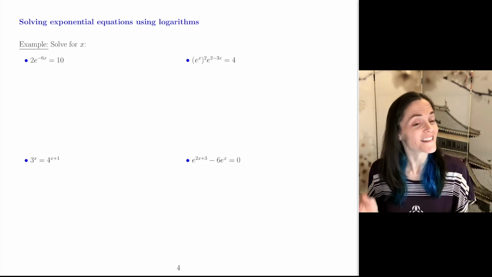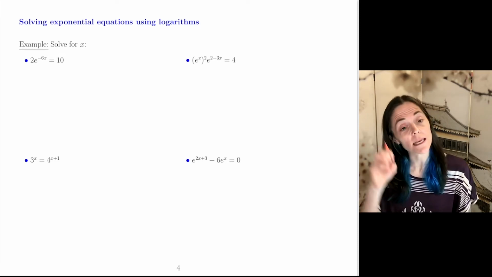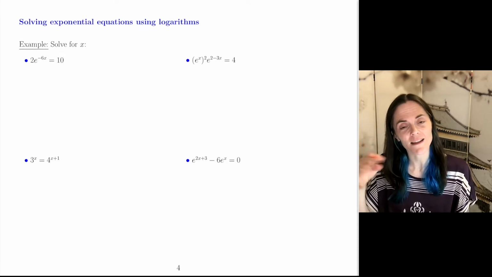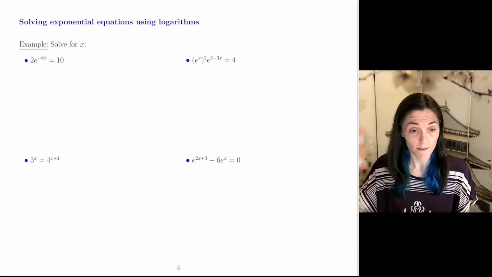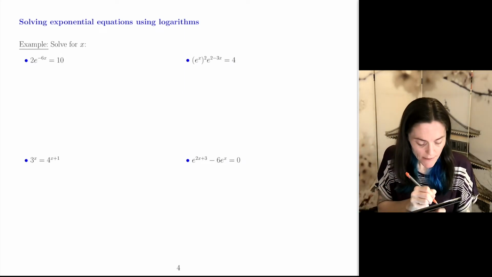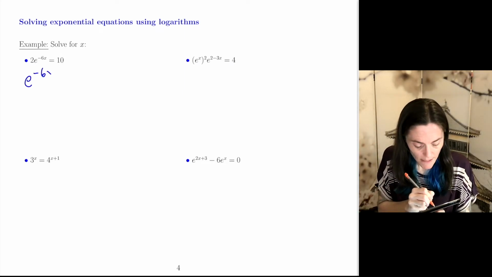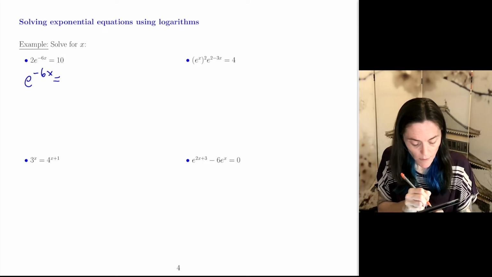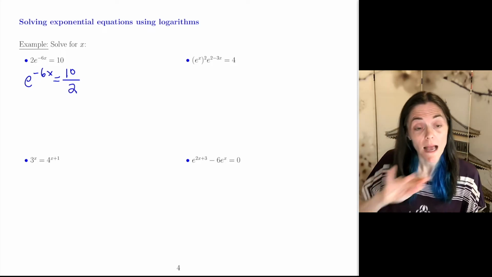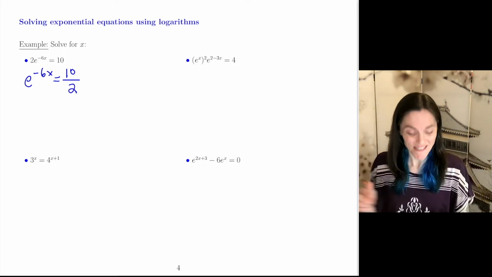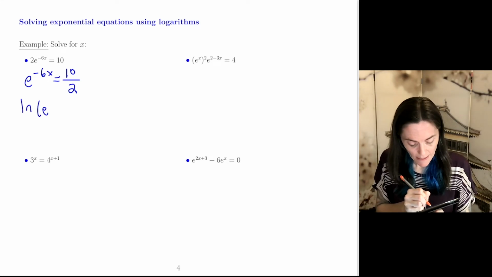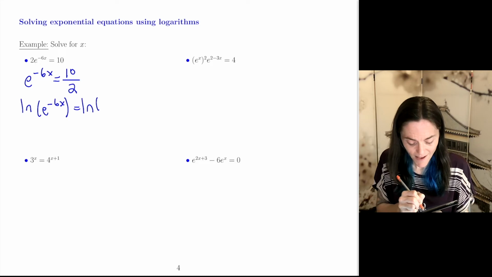So what I'm going to do on the left-hand side is get an e to a power by itself. To start, I can just divide both sides by 2. So you see I have e to the negative 6x, and this is going to be 10 over 2, which is 5. Now I'm ready to bring in a logarithm. I can take the natural log of both sides. This one is ln e to the minus 6x, and this one is natural log of 5.